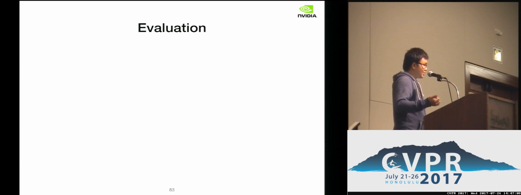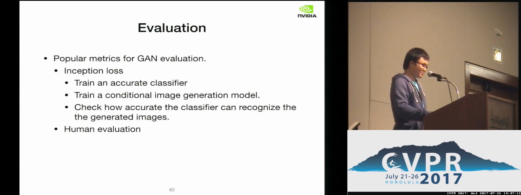So evaluation is a big problem in GAN training. Currently there are two very popular ways. One is based on inception loss. Basically, you train an accurate classifier, and you then train a conditional image generation model.